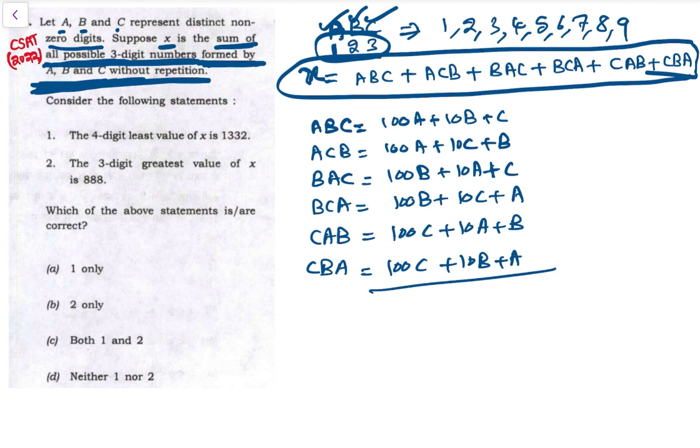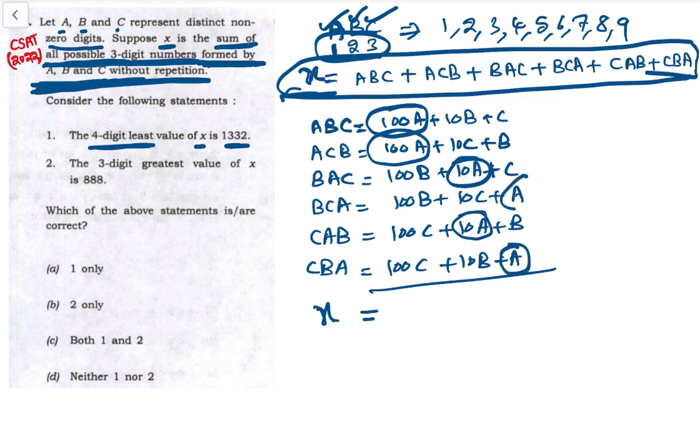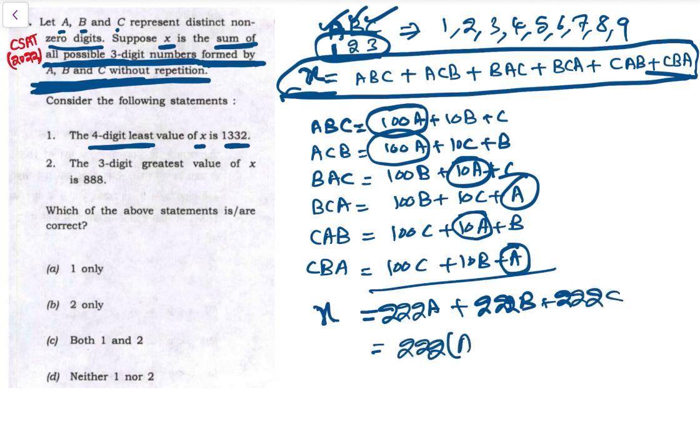So अब ये x. ठीक है, then the 4 digit least value of x is 1332. ये सब पूछा. So x इन सब को ऐड किया तो x आएगा. So x is what? So we know 100A, 200A, 210A, 220A, 221A and 222A. So 222A plus 222B plus 222C. See, that is 222 into (A plus B plus C). That is x.